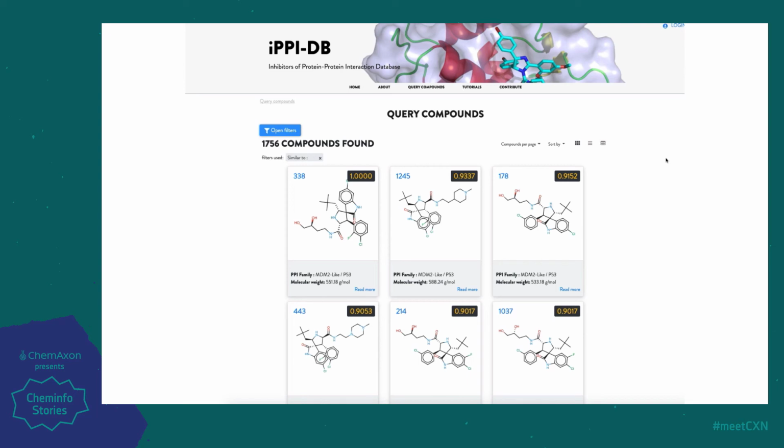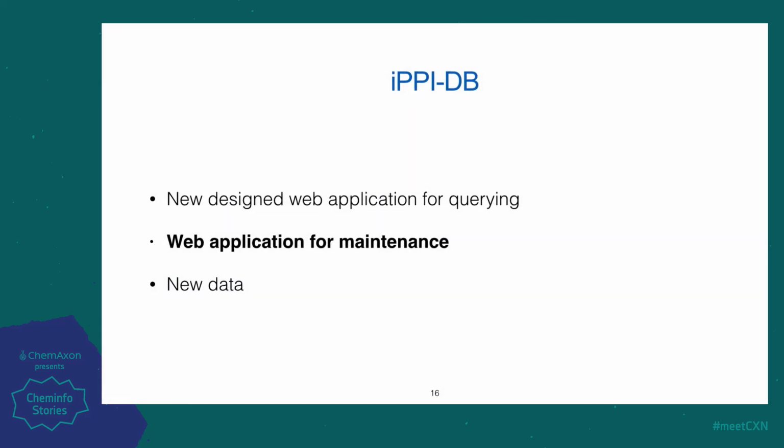So this is what I had to tell you about the new querying web application of iPPI-DB. So now let's switch to the new web application for maintenance, which is a major breakthrough for us, because it's very important for us to maintain this manual curation of the database. It doesn't mean we cannot use API or automated web services at our disposal to support this manual curation. This is actually what we have done.